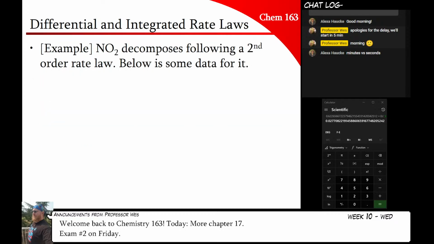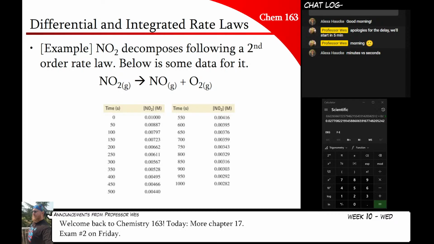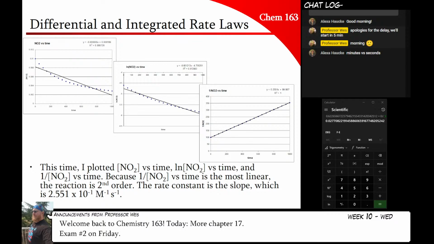All right, so let's do an example with this. I do an experiment for the decomposition of NO2. This isn't balanced, but that's okay. And I collect this data. If I plot the data, here's my graph. There we go. Actually, here's all of my graphs. So let's look at all of these graphs together.